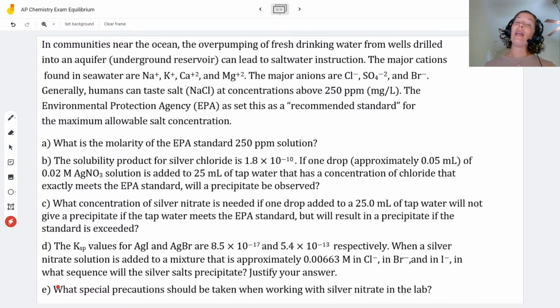Okay, so this is something that the AP exam also loves to do. They like to bring in lab scenarios and make you think about them as well. They like to throw up pictures of things like reading burettes. If you're working with silver nitrate in the lab, I don't know if any of you have worked with it, but it does stain your skin black or brown, depending on the concentration you're working with. So you do not want this to get on your skin.